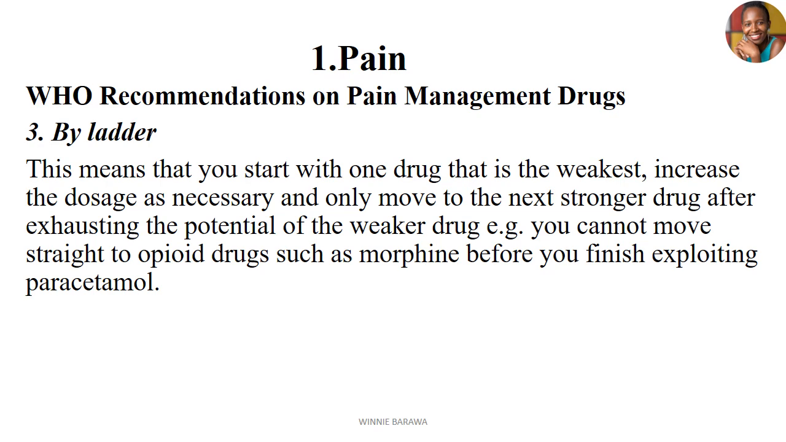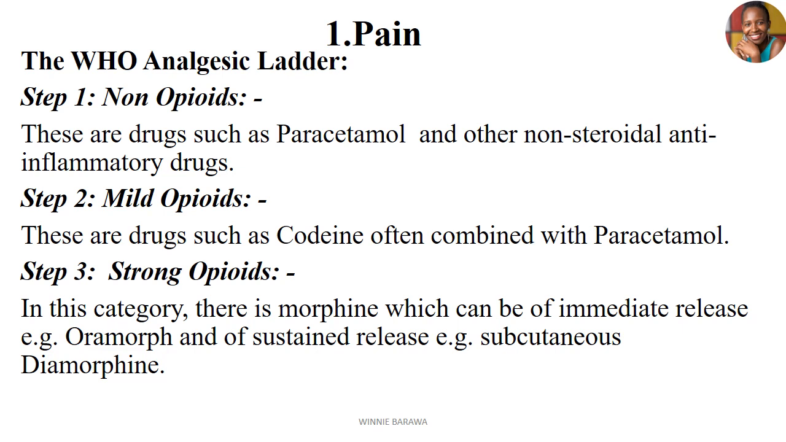So let's see more on what is meant by ladder. The pain management analgesic ladder entails three levels, where the first level is the non-opioids. These are weaker drugs that include paracetamol and other non-steroidal anti-inflammatory drugs. And if step 1 or level 1 of the medication is not working, then we're allowed to move to the second step or second level, which includes mild opioids. This could include drugs such as codeine, which are often combined with paracetamol.